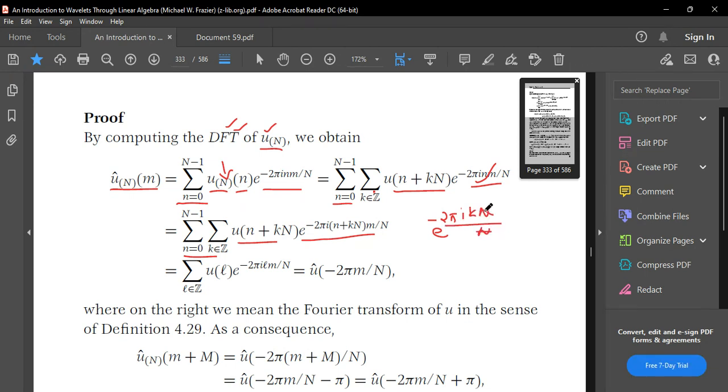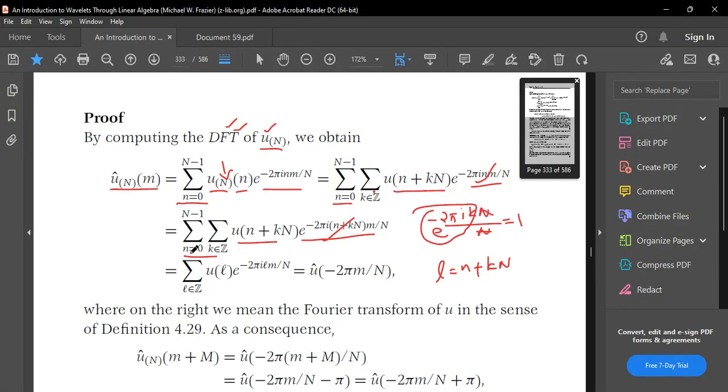This capital N goes. What is e raised to minus 2 pi i k m? You compute the value as 1. So we can write it in this form. Put the index transformation l equal to n plus kN. We can write this summation, where n is equal to 0 to N minus 1.